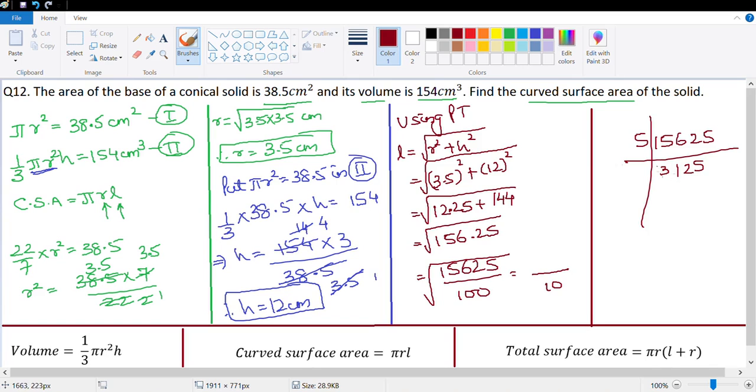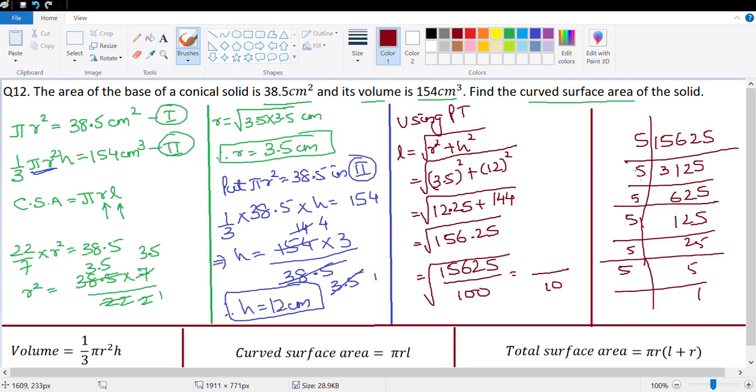Now let's divide this again by 5. So 5 into 6 would be 30. Yeah, that's 12. 5 into 2, 10. And that's 25. So that's 5. So this is 5 again. And this is 125. 5 again, 25. 5, 5, 5, and 1.